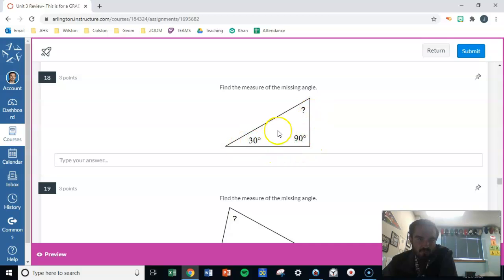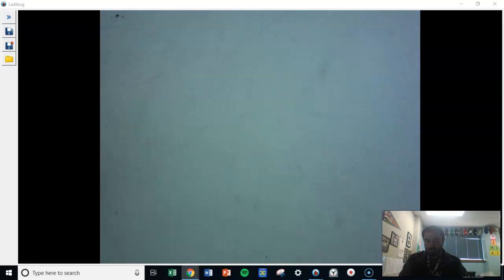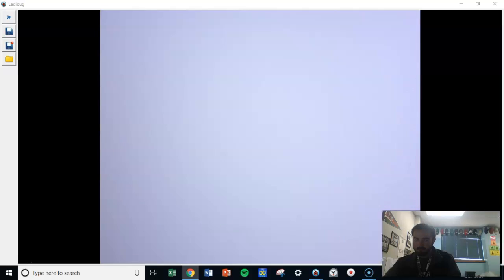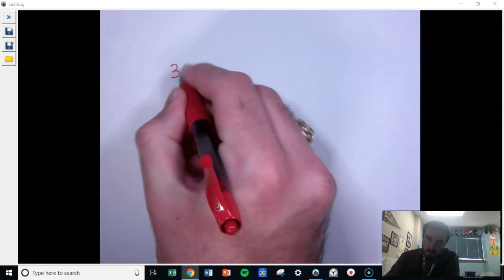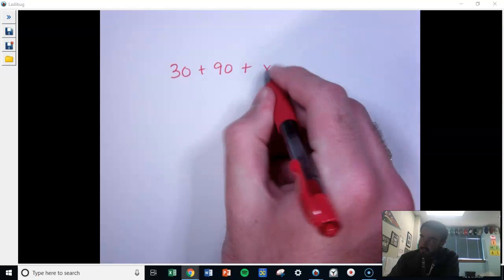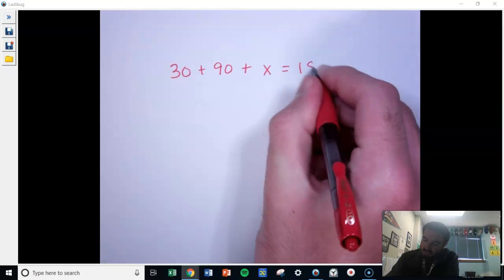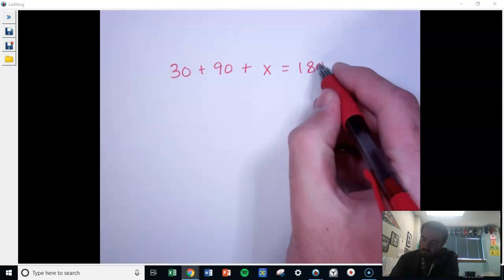So it tells us what 2 of them are, and it wants us to find the other one. How we would do that is we're going to add up all of these to 180. So let's do that. If I have a triangle, right, and the 3 measurements are 30 plus 90 plus, I don't know what the other one is, so let's call it x, equals 180. All 3 of my angles are going to add up to 180.